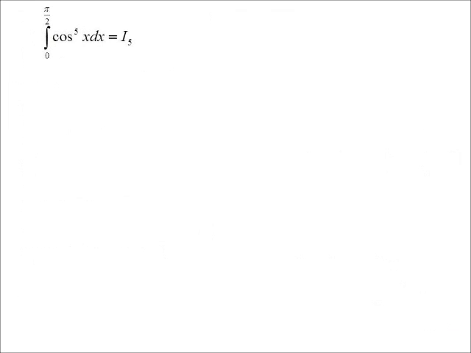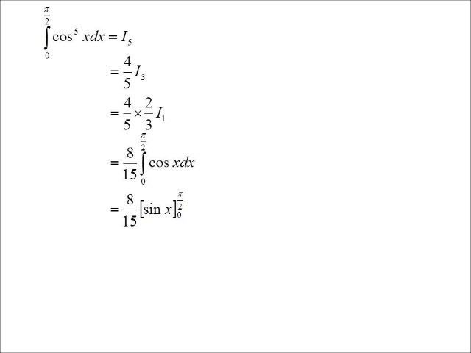Let's now work out cos to the power of 5. Cos to the power of 5 is I5. I5 will be 4/5 I3. I3 will be 2/3 I1. I've got to stop there because I can't go to I negative 1. The formula only works for positive powers here. So that becomes the integral of cos x to the power of 1. We can integrate cos x quite nicely, sin x. And so we just get 8/15 as our answer.